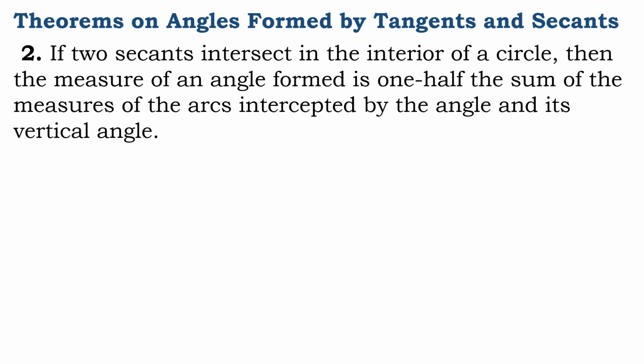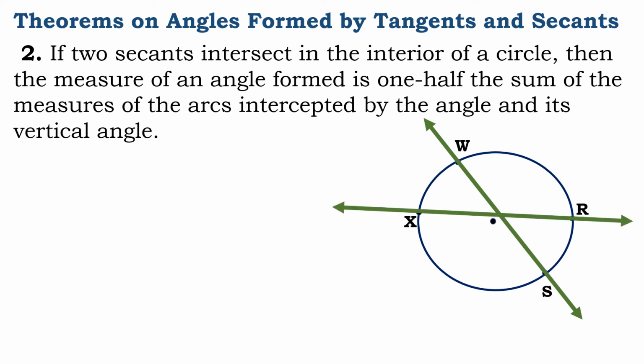Theorem number 2. If two secants intersect in the interior of a circle, then the measure of an angle formed is 1/2 the sum of the measures of the arcs intercepted by the angle and its vertical angle. In the given figure, line WS and line RX are two secants intersecting inside the circle. Arc WR and arc XS are the two intercepted arcs of angle 1, while arc WX and arc RS are the two intercepted arcs of angle 2.